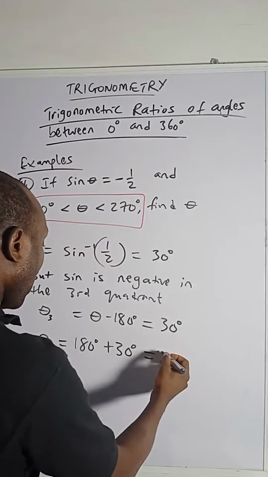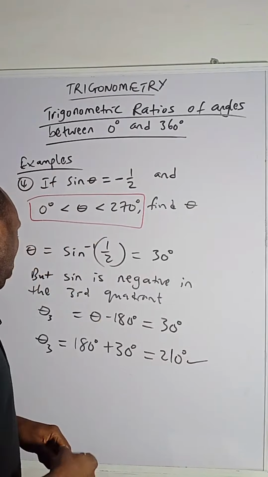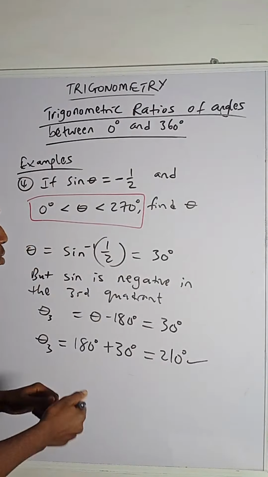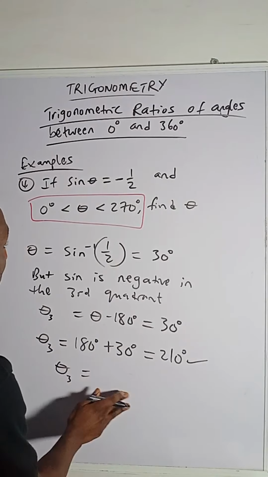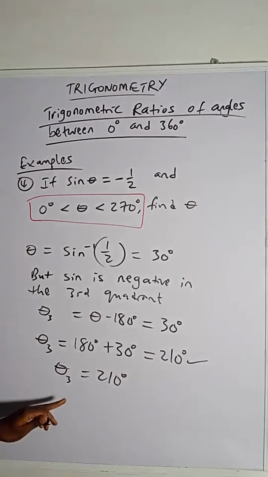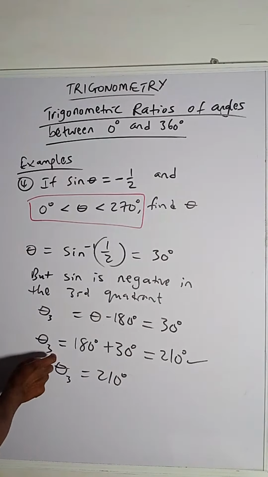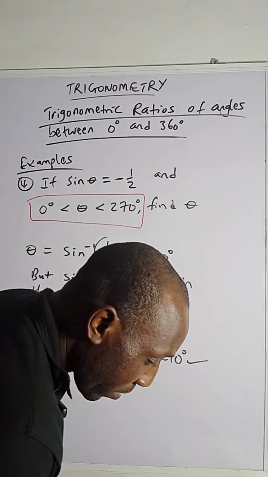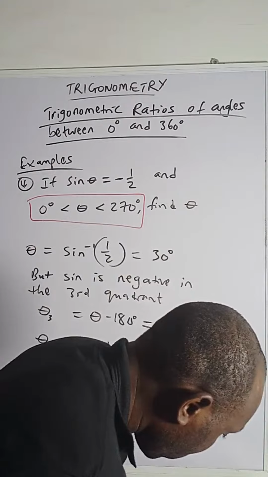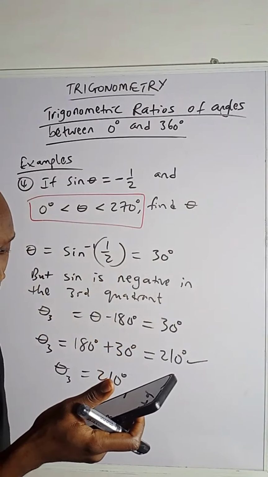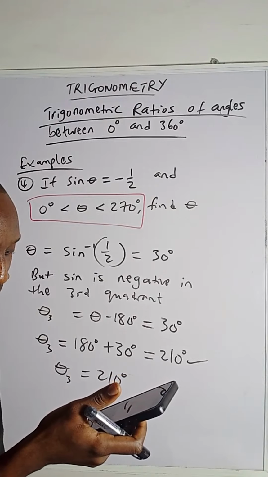So that's 210 degrees. This is the angle that will be in the third quadrant. So theta is 210 degrees. I'm writing this subscript 3 here to indicate that it is in the third quadrant. Any question? Okay. Very good.